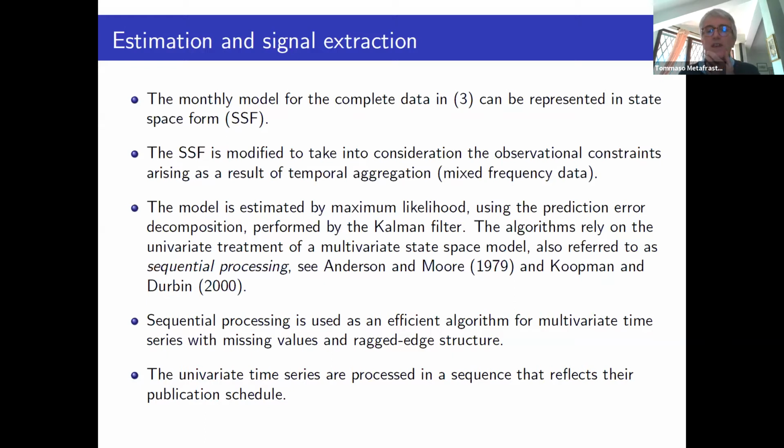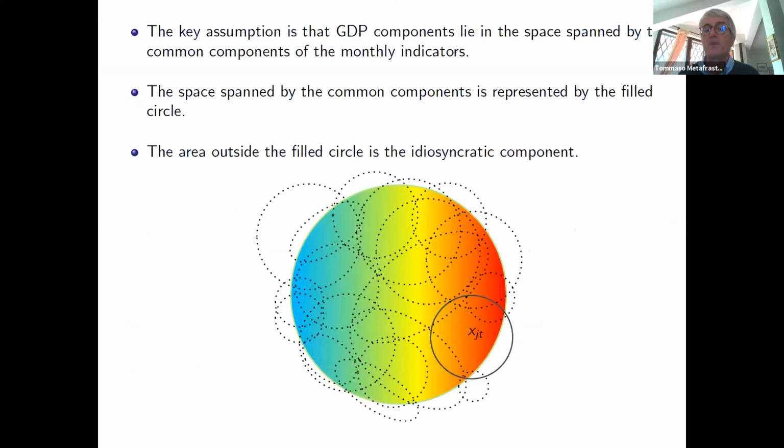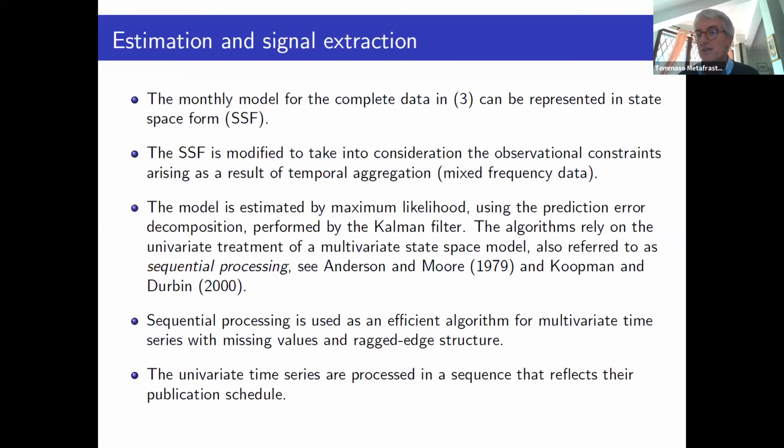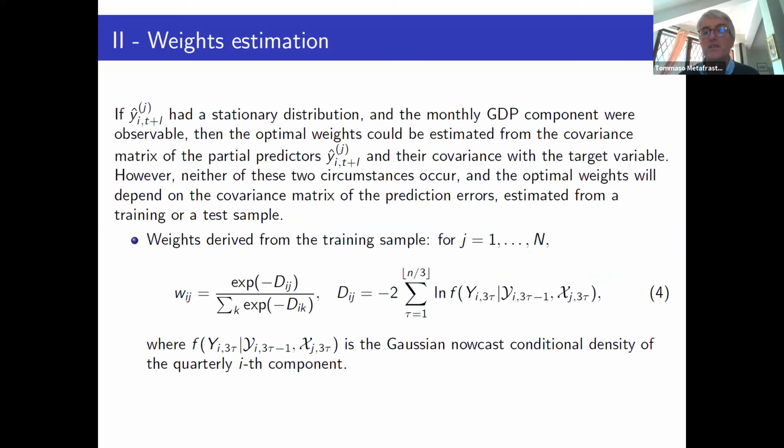Now, a second issue is that, okay, now we have these individual projections. So we have N monthly estimates of the GDP components, how do we combine them together? What kind of weights do we use? Of course, the optimal weights could be derived if this projection was stationary, and if we could derive the covariance matrix of the individual projections and the covariance matrix of the projections with the target variable. However, the target variable is not observed at the monthly frequency. And furthermore, the individual projections are not stationary. So how do we do this?